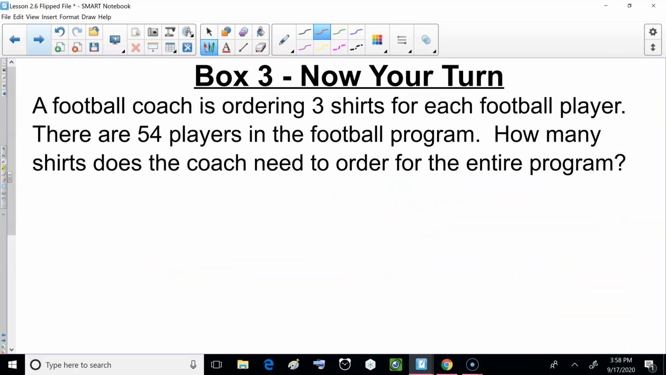So now it's your turn, right? So using the strategies, here's the first one. A football coach is ordering 3 shirts for each football player. There are 54 players in the football program. How many shirts does the coach need to order for the entire program? So you solve this one using your area model as a good refresher and a good practice. So pause the video and give it your best shot right now.